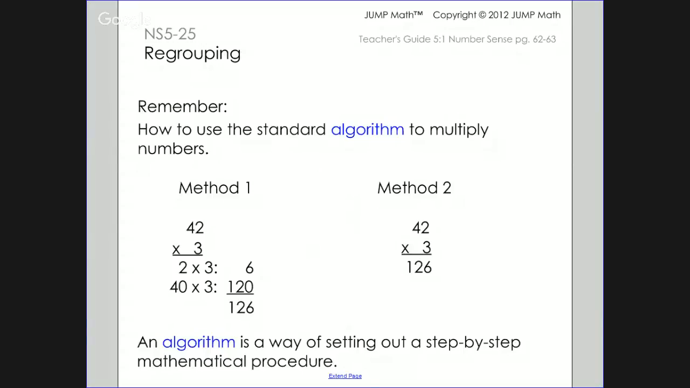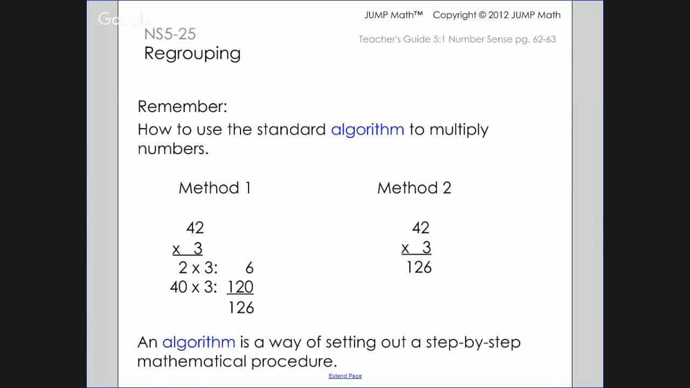Today's lesson is NS5-25, and it's on regrouping with multiplication. I do suggest that you get your math survival guide ready and at least 3 different colored pencils along with your pencil, because there will be a spot in this lesson where I will ask you to record in your math survival guide the standard method of multiplication. We're going to use colors for this so that you can have an example to look at and refer to as you're doing other questions.